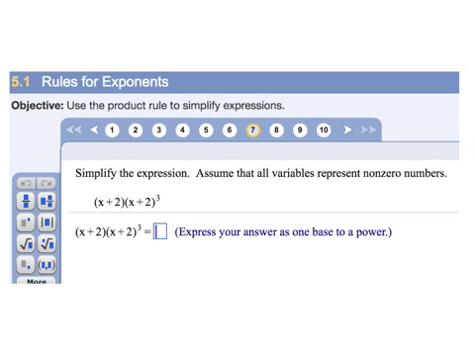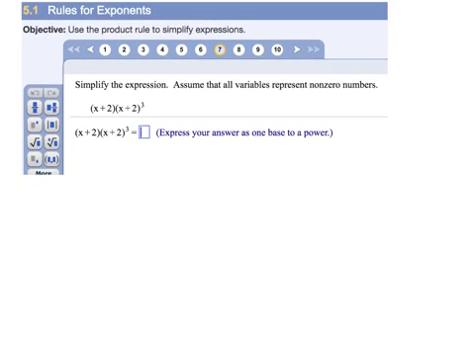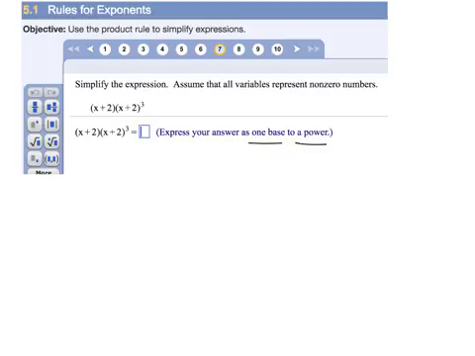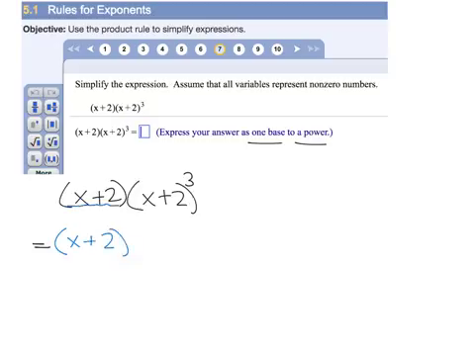So this is a little tricky just because of the vocabulary and the words that they're using. They're saying simplify the expression, but express your answer as 1 base to a power. All right, and so we're going to start off by understanding that this is x plus 2 times the quantity x plus 2 raised to the third power. So this third power is only raising this guy to the third power. So I'm going to start by saying, okay, equals, and that's x plus 2, and that's this piece right here.